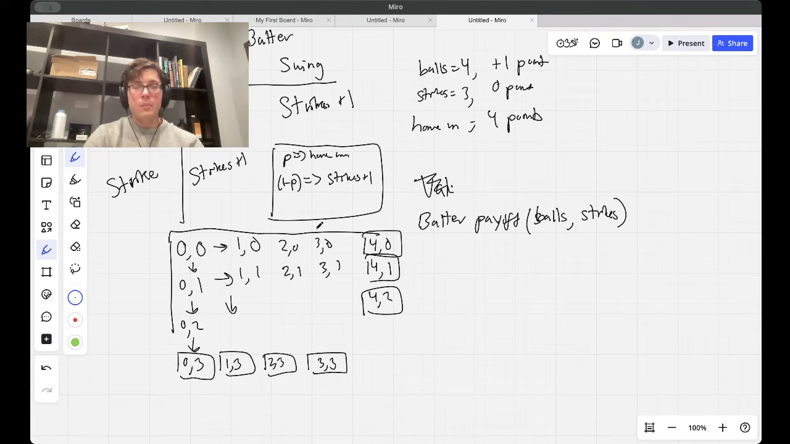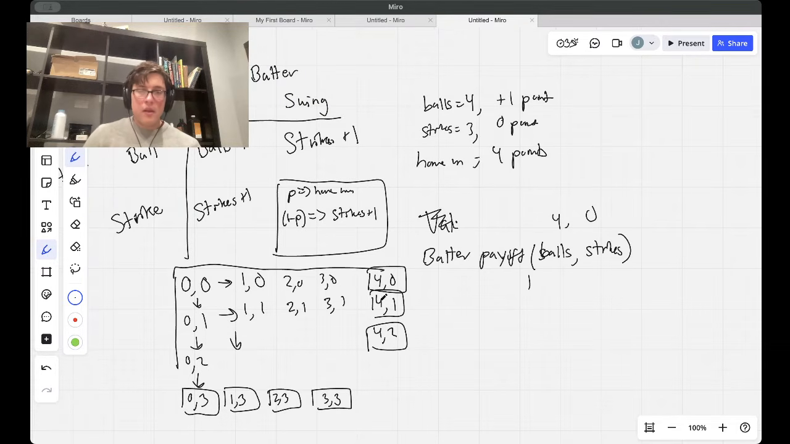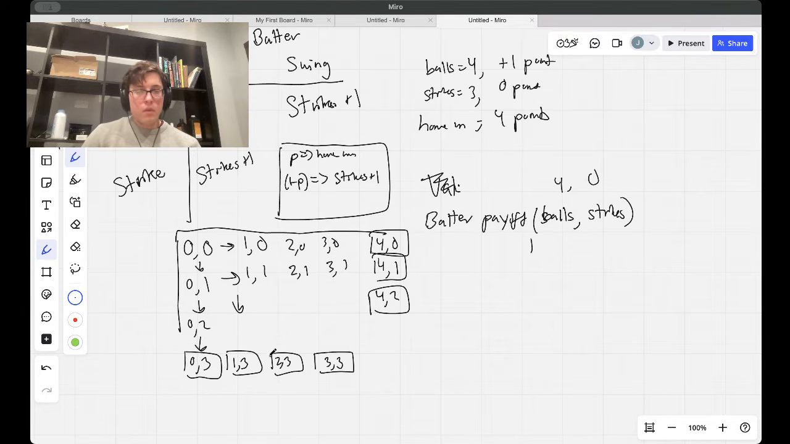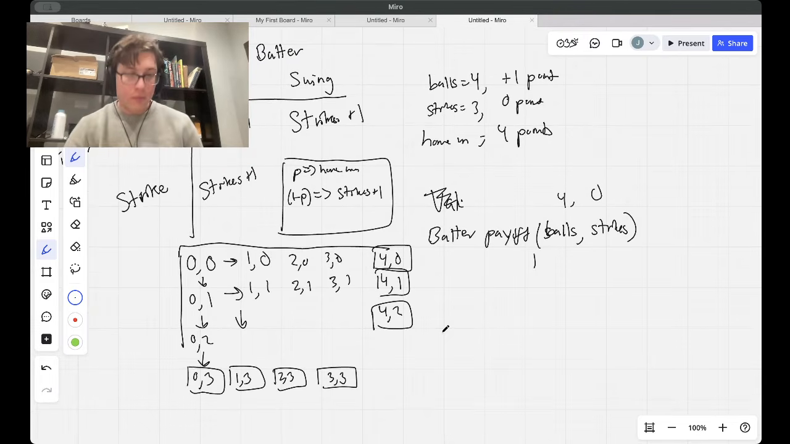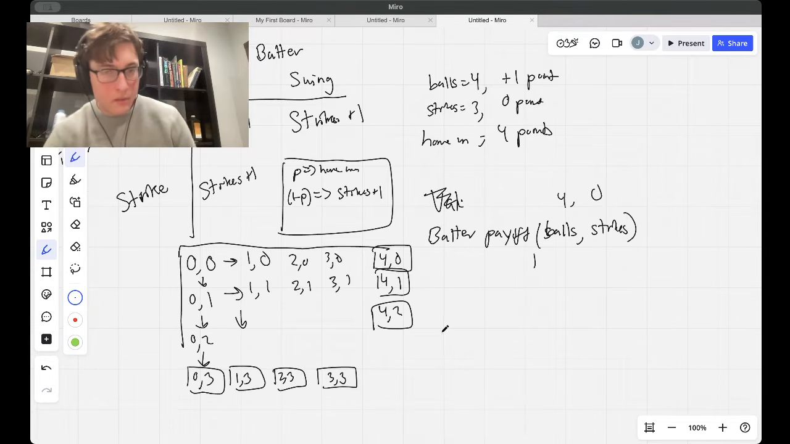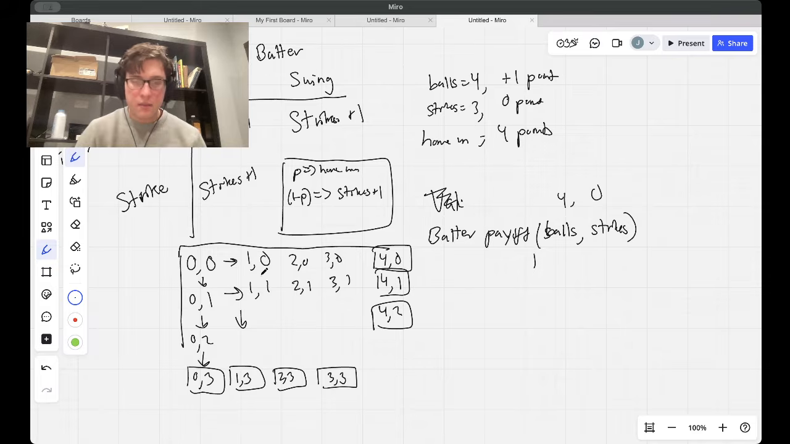Yes, there's a couple easy ones here. At 4-0, the batter payoff is 1 point. We've covered that. That's an ending condition. At 4-1, at 4-2, it's 1 point. And again, same with 0-3, 1-3, 2-3, 3-3. However, it starts to get more complicated in these intermediate values, but you can see how this is possibly a slightly dynamic programming problem.